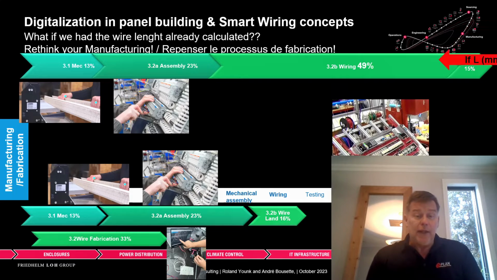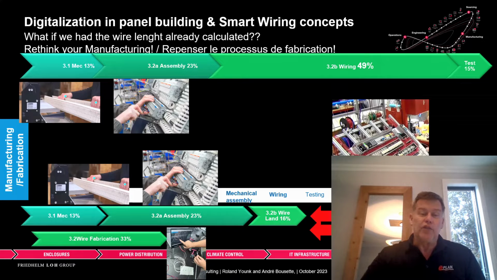When the assembly is done, then, of course, we only have to do the landing, which is probably around 1 minute per wire. And an experienced person can then land the wires, test the wires, and the delivery will be 33% faster. Amazing. Just reorganize your work and you can save in your delivery time 33%. Think about it. It's just awesome.